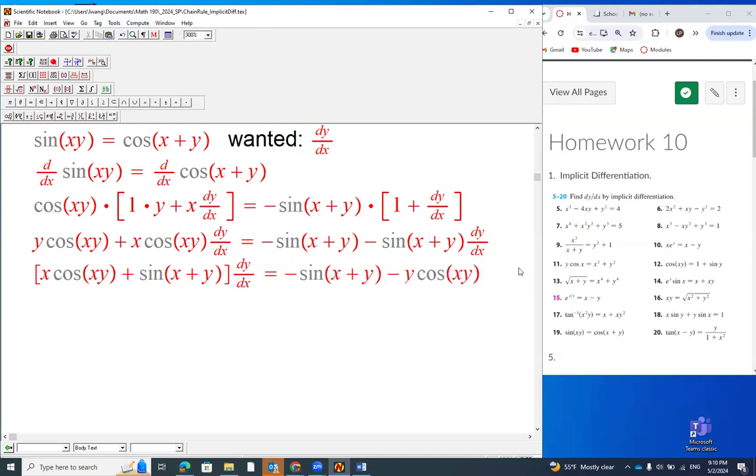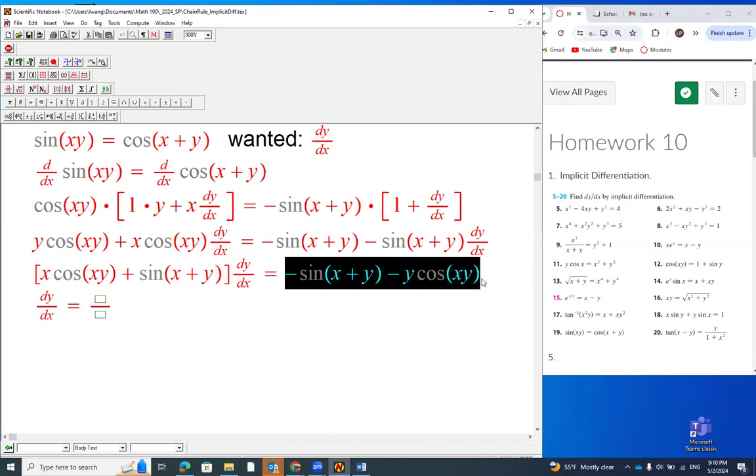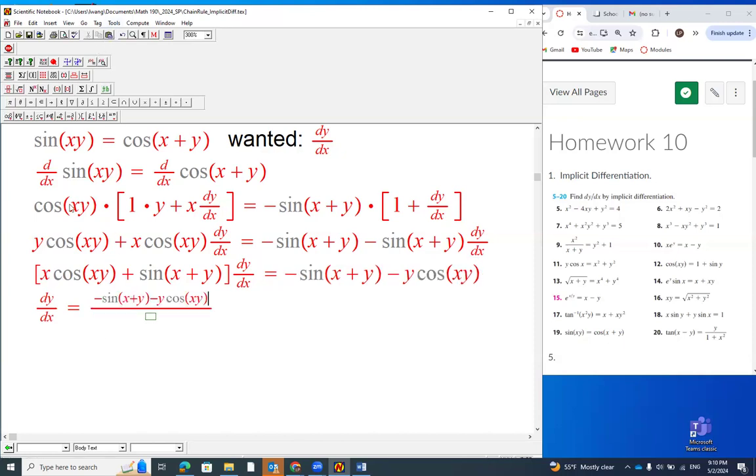And then we're going to divide the whole of the bracket on both sides. So the whole of the right-hand side goes to the numerator. The whole of the bracket goes to the denominator. Any room to reduce? Any room to reduce?